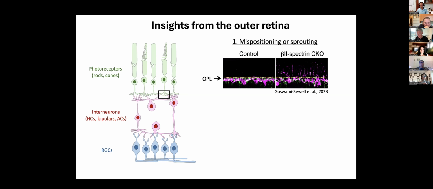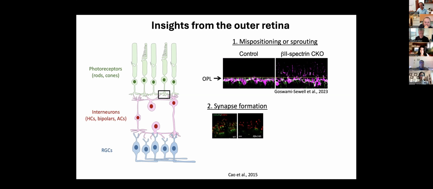So when you have any type of wiring defect, such as the case here of losing beta-2 spectrin, you now see misprojections of these processes, where they're extending beyond the synaptic layer. And so you can easily visualize when you have a connectivity defect, especially in the outer retina.